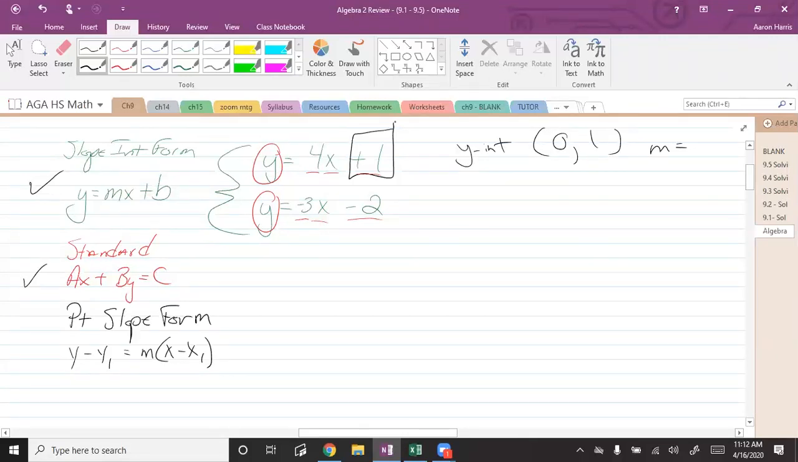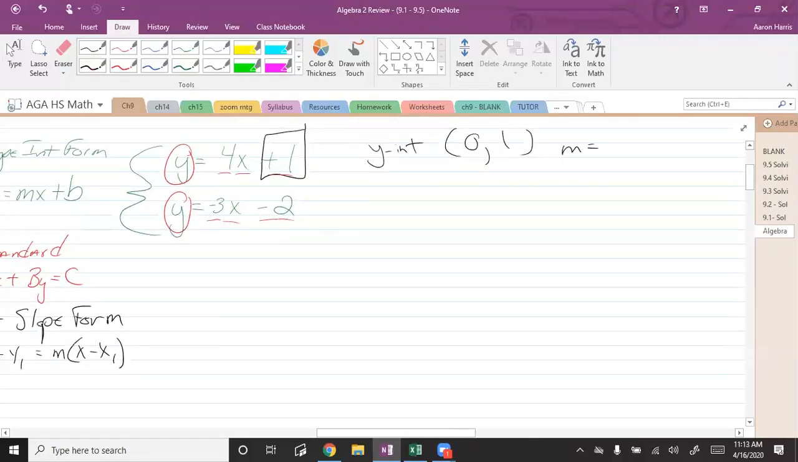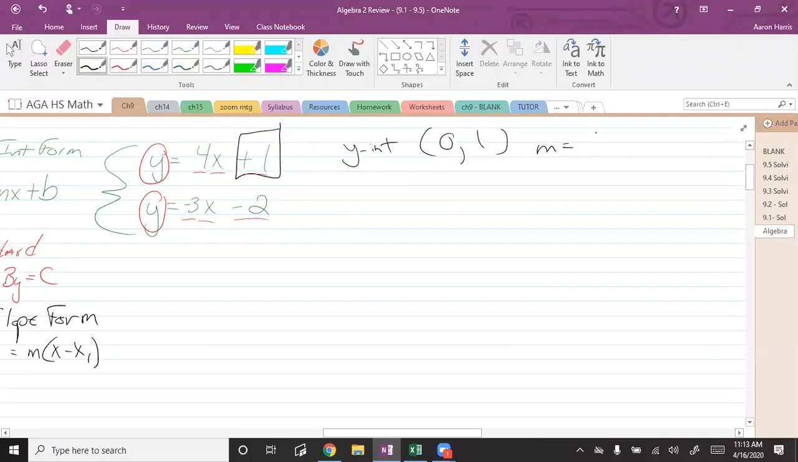What's the slope of the first one? 4, and I can make it a fraction by putting it over 1. 4 divided by 1 is just 4. So what does the slope tell me to do? Up 4 and right 1. Great job. So I can graph that. I'm done with that one.